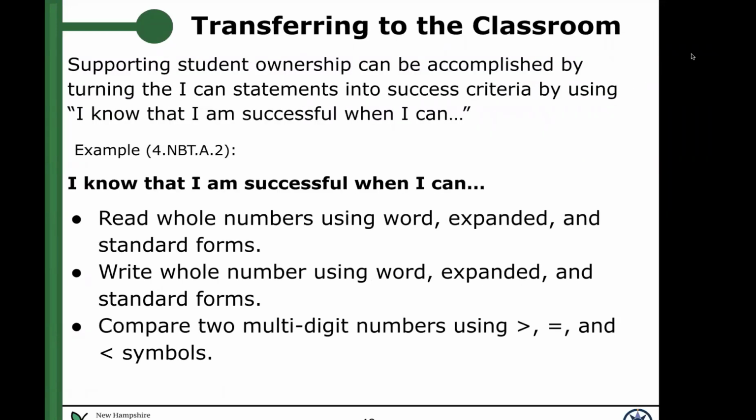So I can support student ownership by taking those I can statements and turning them into I know I am successful when I can. So the student is now thinking in terms of themselves, saying, if I can do this, then I'm successful. And it kind of gives them a little checklist so they can check where they are. So do they have all three parts, or are they still working on some and not quite yet there?